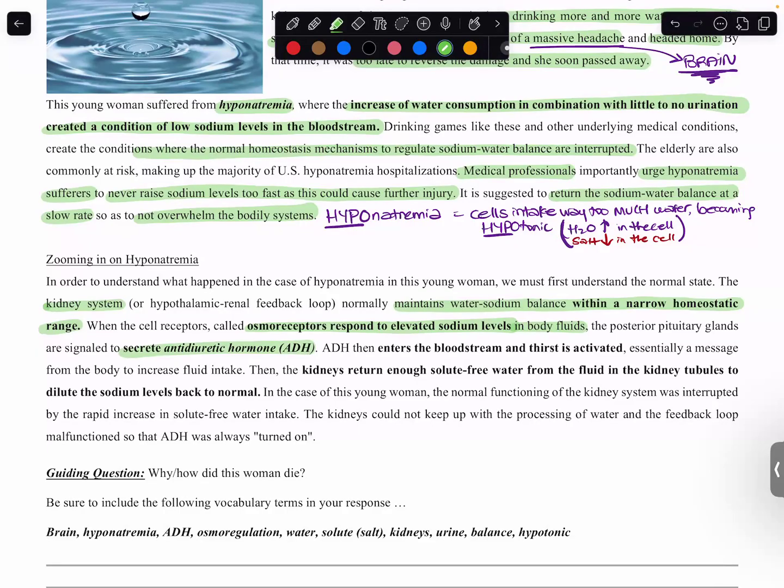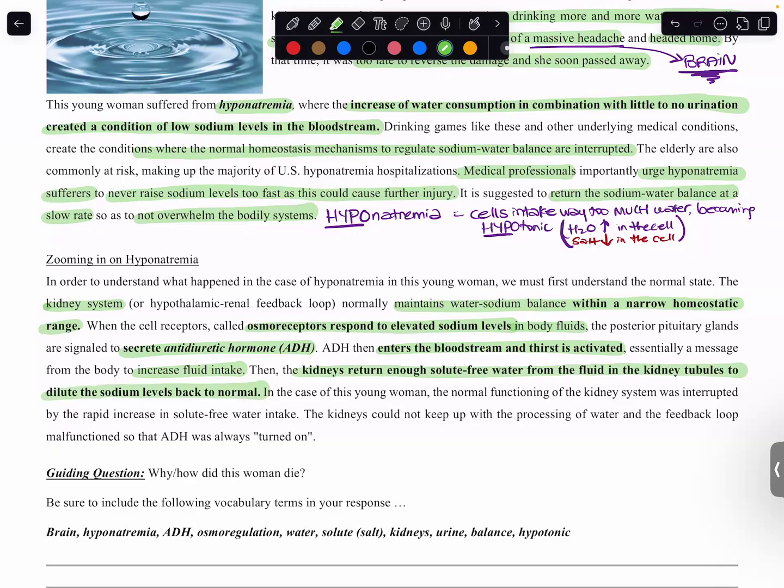So the pituitary gland is located in the brain. We see that these glands in the brain are going to release this hormone that says we need to hold on to water. ADH then enters the bloodstream and thirst is activated, right? So this is the thirst hormone, ADH. Essentially a message from the body is sent that will increase fluid intake. Then the kidneys return enough solute-free water from the fluid in the kidney tubules to dilute the sodium levels back to normal.